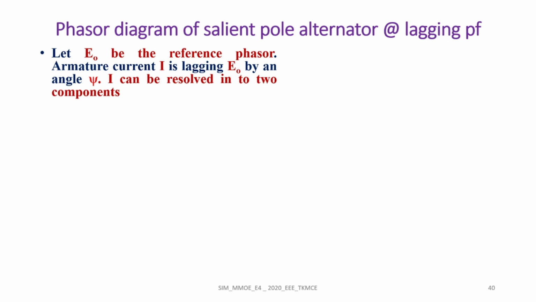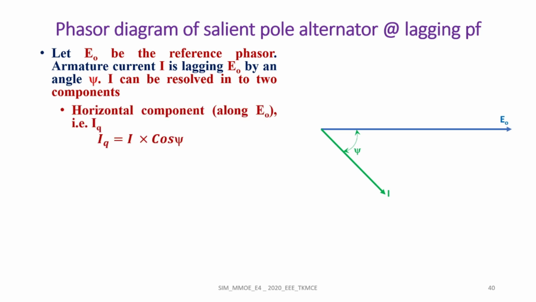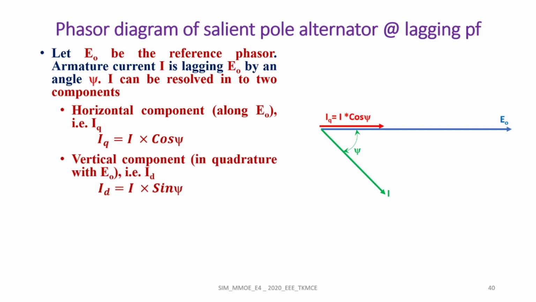Let the excitation EMF E0 be the reference phasor. Armature current I is lagging E0 by internal power factor angle psi. Now we need to resolve armature current into two components. First component is horizontal component, that is along E0, that is in phase component of E0, IQ, which is equal to I cos psi, and vertical component, that is in quadrature with E0, that is ID. ID is equal to I sin psi.